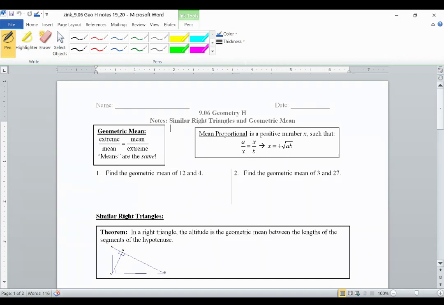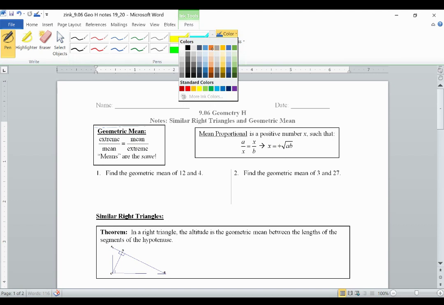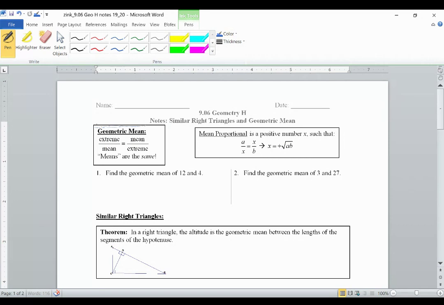The notes that we're doing now are 9.06, on geometric mean, our PAP and help notes. Remember, we talked about a couple classes ago that the product of the means equals the product of the extremes when you cross multiply. Your extremes are on the ends, and your means are in the middle. The one thing we need to remember about geometric mean is that your means are always going to be the same number or the same variable.